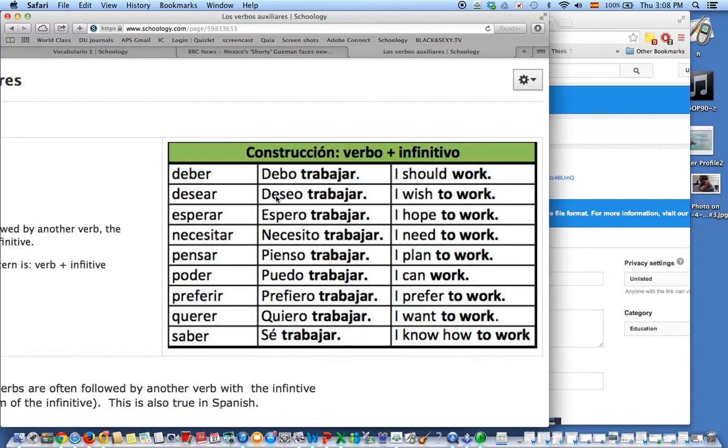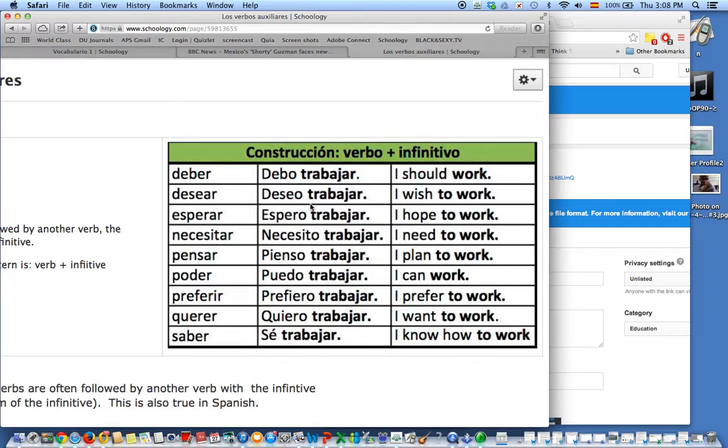Notice here we conjugate the first verb so we know who's doing it, and the second verb stays in the infinitive. Something that might make a little more sense: we have deseo trabajar. The word deseo, or desear, means to wish. It's your desire to do something.